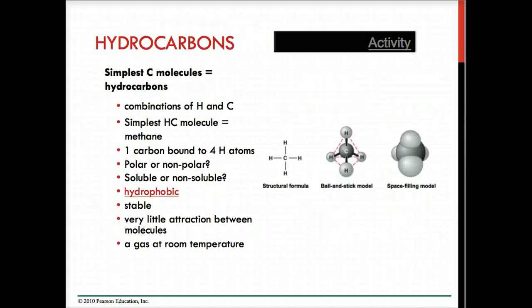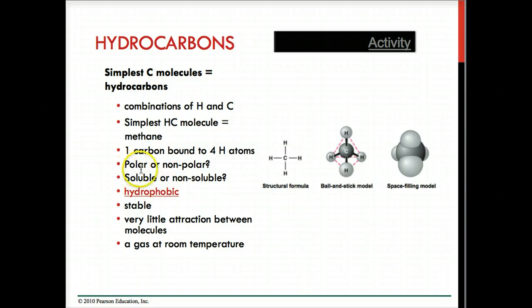All right, my next slide introduces you to this hydrocarbon. So hydrocarbons are the simplest carbon molecules. They're a combination of hydrogen and carbon. The simplest hydrocarbon molecule that we have is called methane. And you can see over here on the right-hand side, here's the simplest carbon molecule of methane. These all represent the same molecule, right? So here's my central carbon, and I have 4 hydrogens on the outside. This is your structural formula, your ball and stick model, and then eventually your space filling model over here.